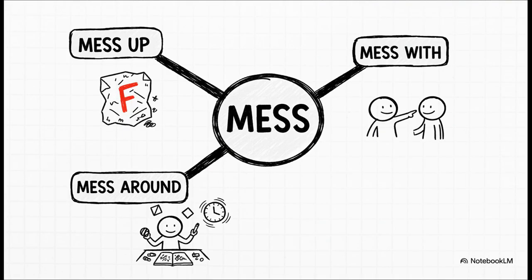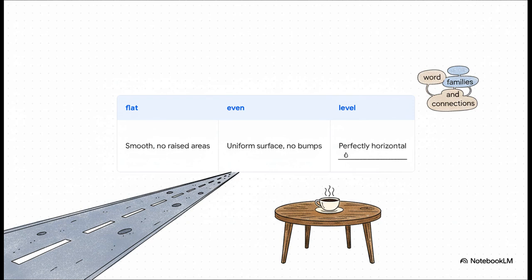But wait, it gets even better. Mess is one of those words that becomes extra powerful when it teams up with other words to make phrasal verbs. If you mess up, it means you made a mistake. I totally messed up that test. If you mess with someone, you're bothering them. And if you messed around, you're just acting silly or wasting time. The meaning completely changes.